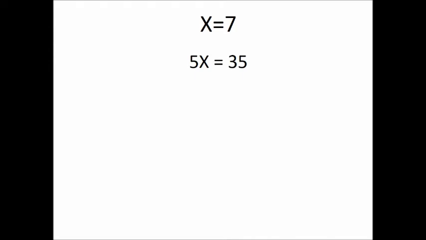So what we're going to do is the same thing as we did last time. We're going to put that 7 in for that x. So when we put the 7 in for the x, it's going to be 5 times 7 equals 35. So let's see, 5 times 7 does equal 35. 5, 10, 15, 20, 25, 30, 35. Yep, there you go. 35 equals 35. So we can put a little check mark next to it.